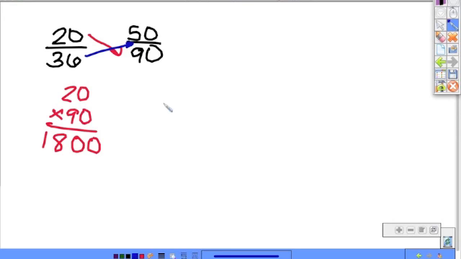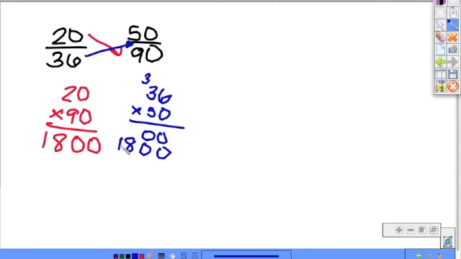We have 36 and 50. Now this one you can't use a zero trick on because you only have one. So let's go ahead, do it old style. 6 and 5 is 30. Carry the 3. 15, 16, 17, 18. Oh, look. 1800? 1800? Yes, these are equal. So your answer is yes.